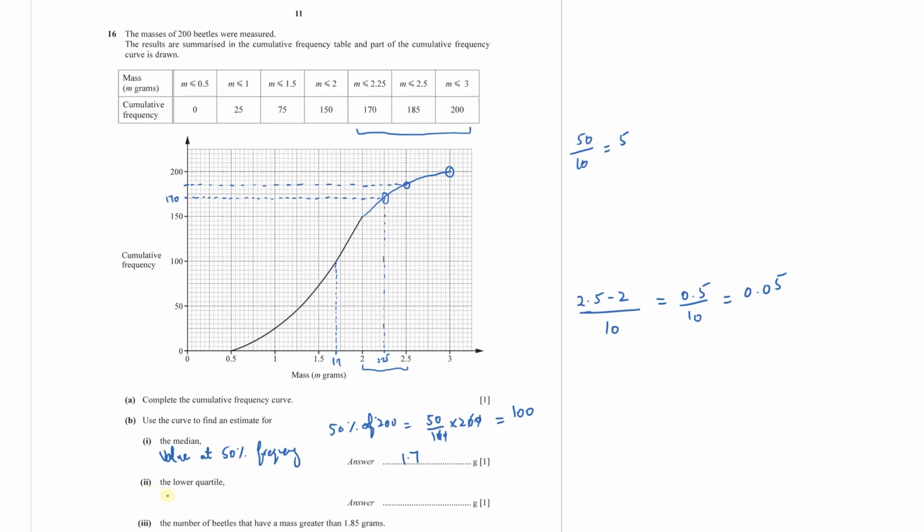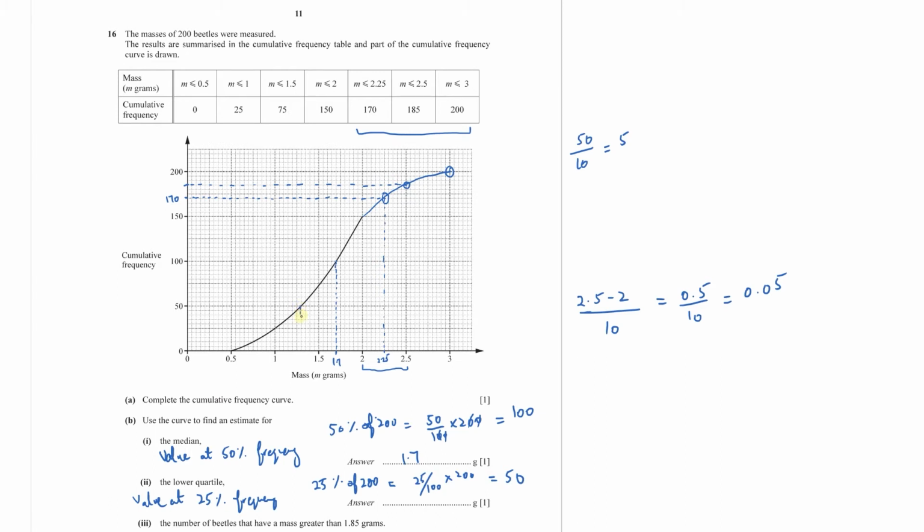And part 2 is lower quartile. Lower quartile is the value at 25% frequency. So 25% of 200 would be equal to 25 over 100 times 200. So this will be, actually zeros cancel out, and then 50. So now you have to look at the value at the cumulative frequency value of 50. So this is your 50 line, and it intercepts the cumulative frequency curve at this point.